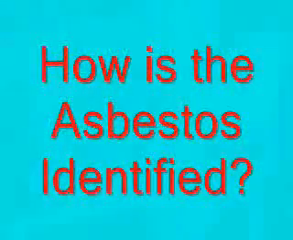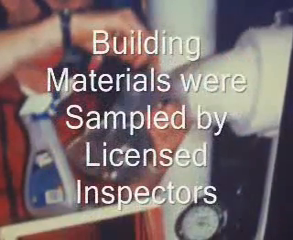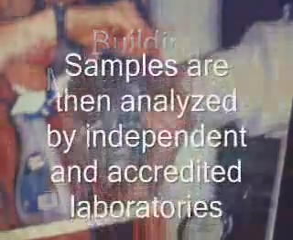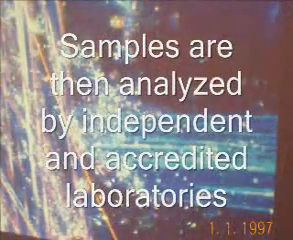Now let's look at how asbestos is identified. Samples are taken of suspected asbestos-containing materials, and these samples are sent to accredited laboratories for analysis of any asbestos content.